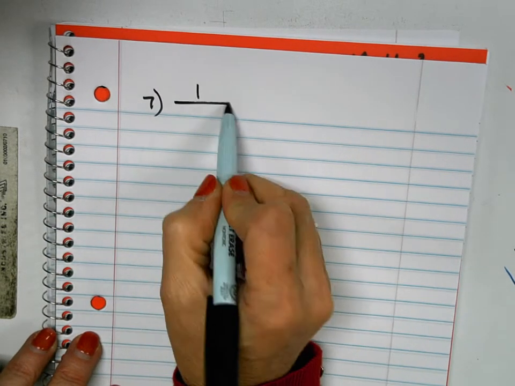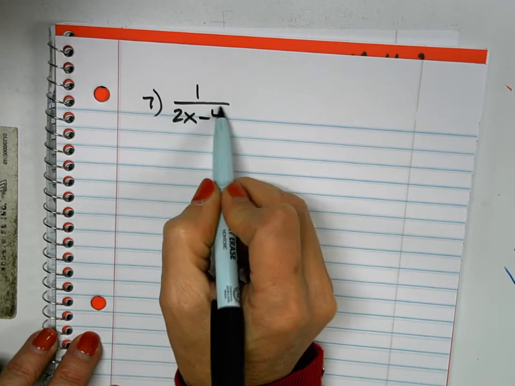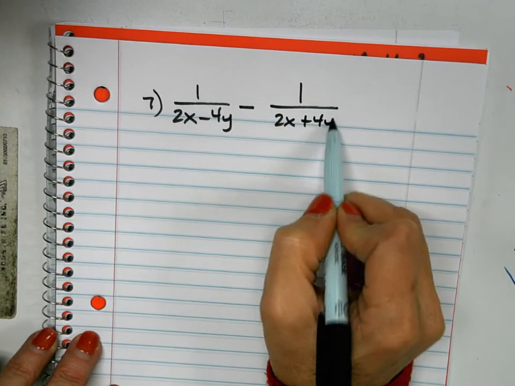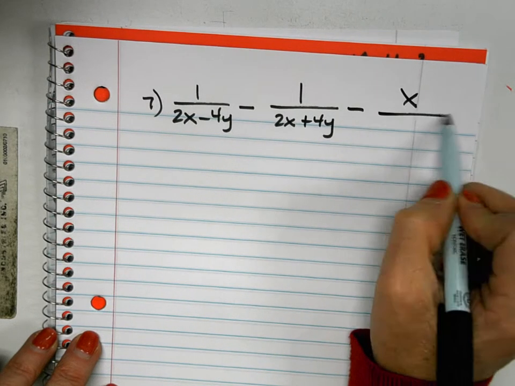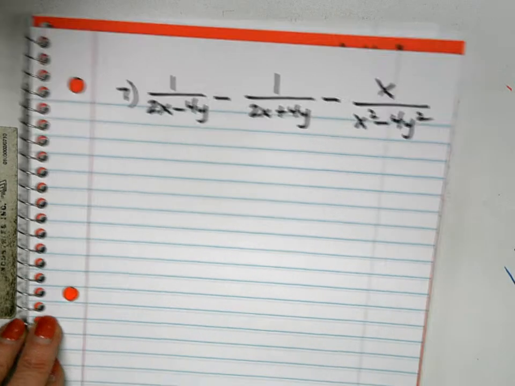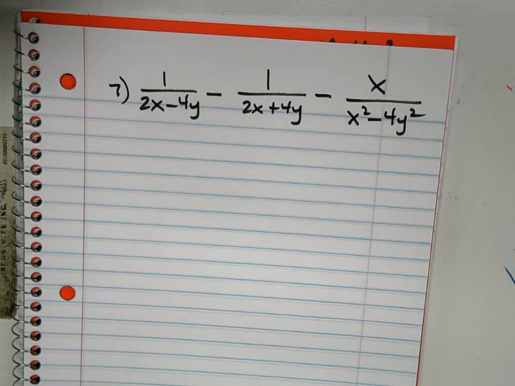Okay. 1 over 2x minus 4y, minus 1 over 2x plus 4y, minus x over x squared minus 4y squared. Really kicked up a notch. Towards the end they're going to be a little more complicated like this. It's kind of hard to tell right now what your common denominator is. You need to factor. So when they're more complicated like this, factor each one.